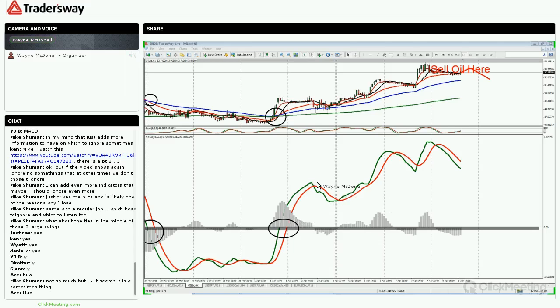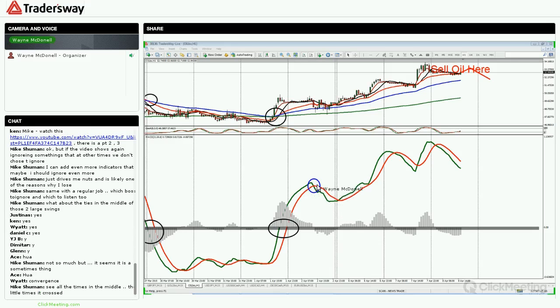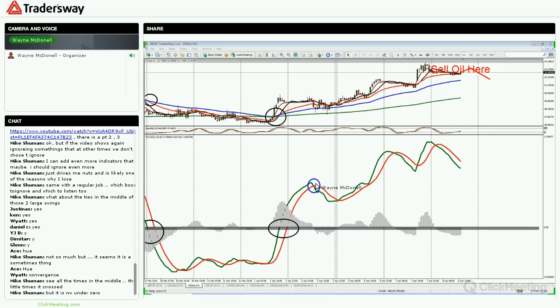What about these crossovers? What do they mean? Let me change those colors just to separate the difference. We'll do blue. What does this mean? This means the separation between the 21 and 55 EMAs is diminishing. The 21 is getting closer to the 55. It's still bullish, it's still above it, but it's contracting, it's converging. Moving average convergence divergence indicator. So this is saying the two moving averages are converging.